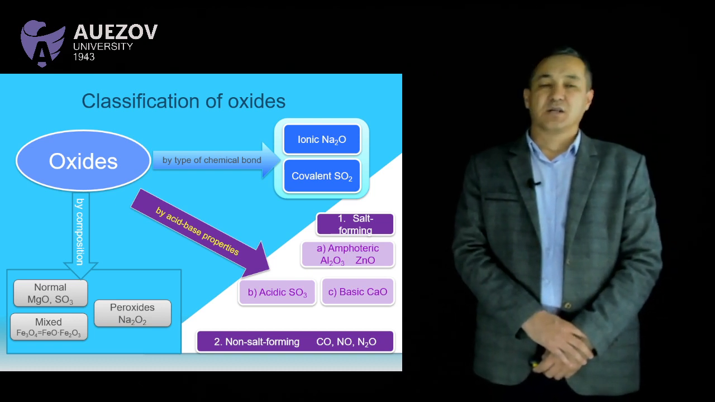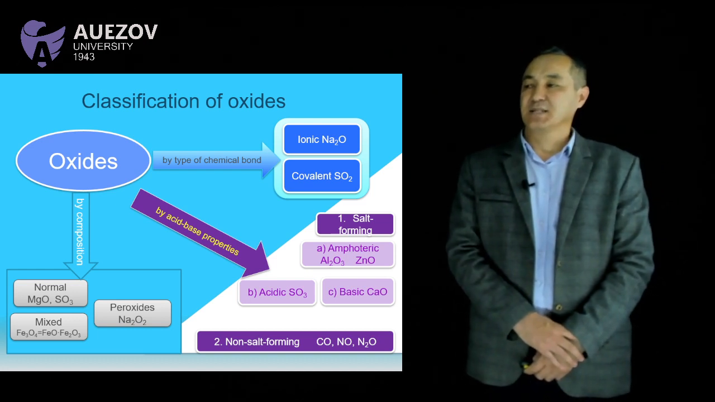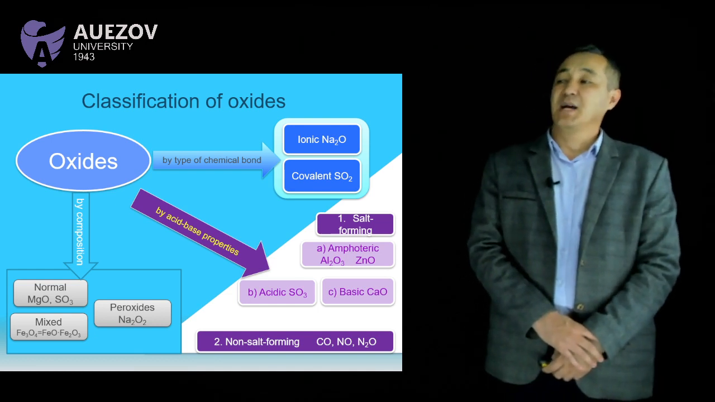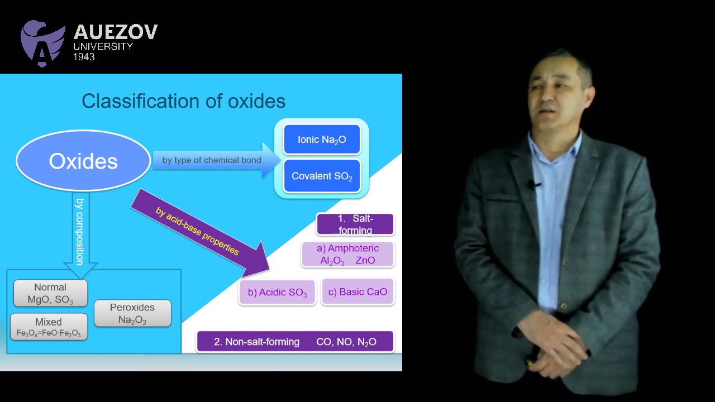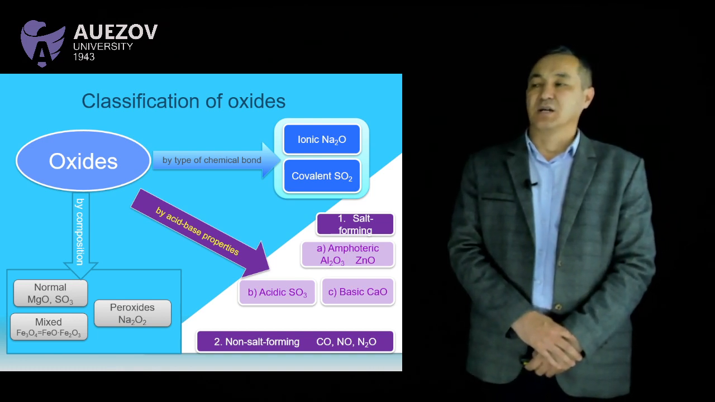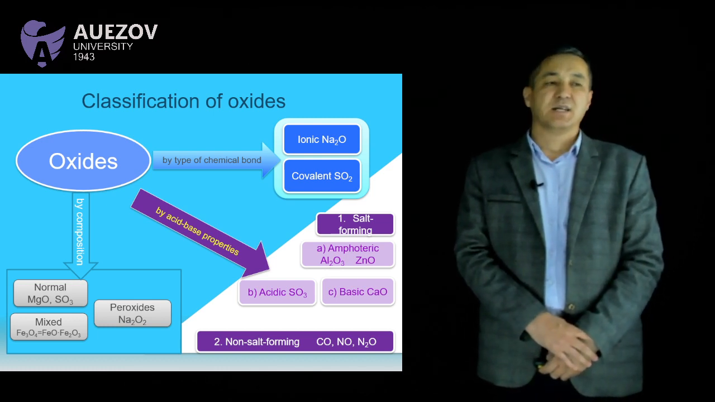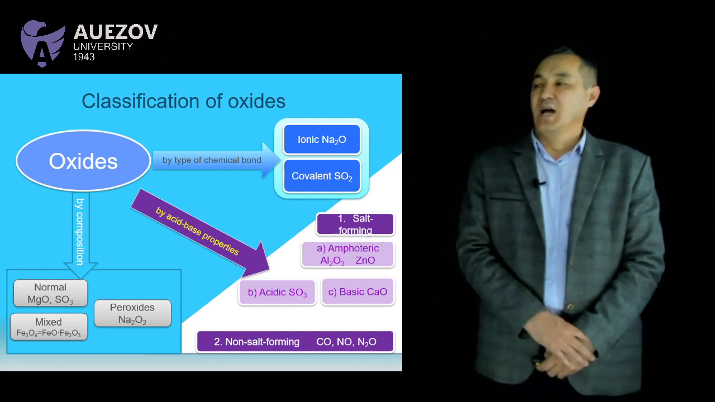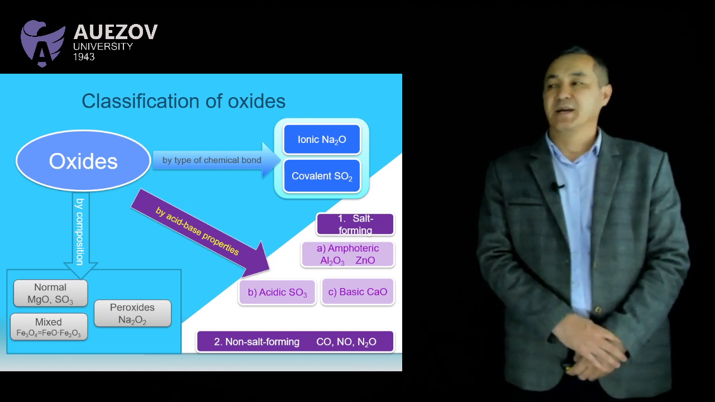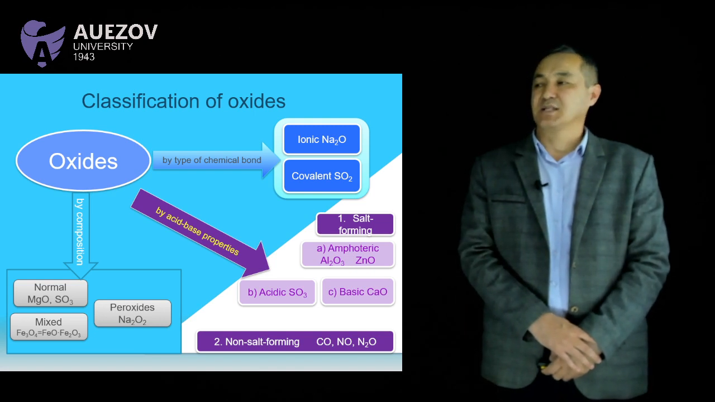And the second way of classification is acid-base properties. By their acid-base properties, oxides are salt-forming and non-salt-forming. Salt-forming oxides are classified into amphoteric, acidic, and basic oxides. And oxides can be classified by their composition: normal, mixed, and peroxides.